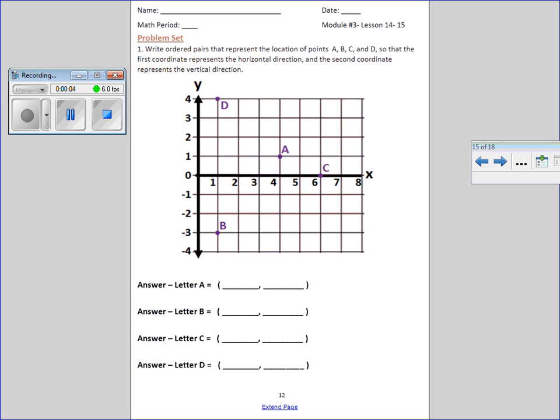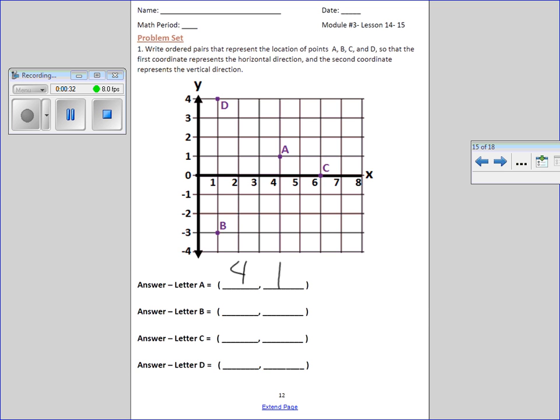Starting on page 12. Okay, so then what is the coordinate for letter A? Raise your hand, participate. All right, Jordan Deeger, what do you got for A? I got 4. 4-1 is good. What about letter B?